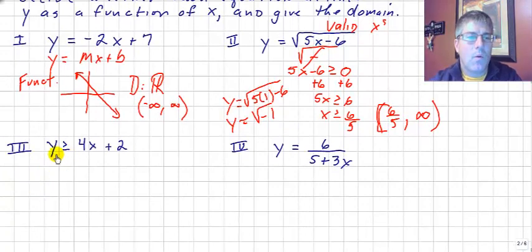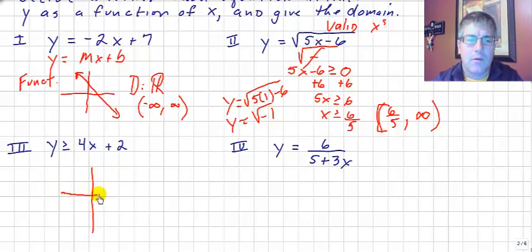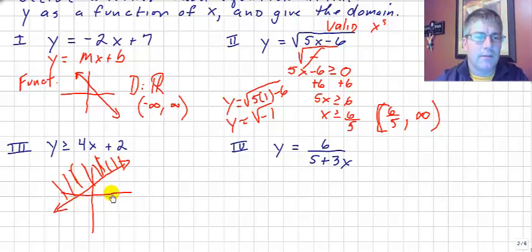Sample number 3, y is greater than or equal to 4x plus 2. You may have seen this, but this is the equation of an inequality. This is that shading on a half plane. Okay, this graph looks, we've got a positive slope of 4, a y-intercept of 2, so our graph looks something like that, and we would shade like this.